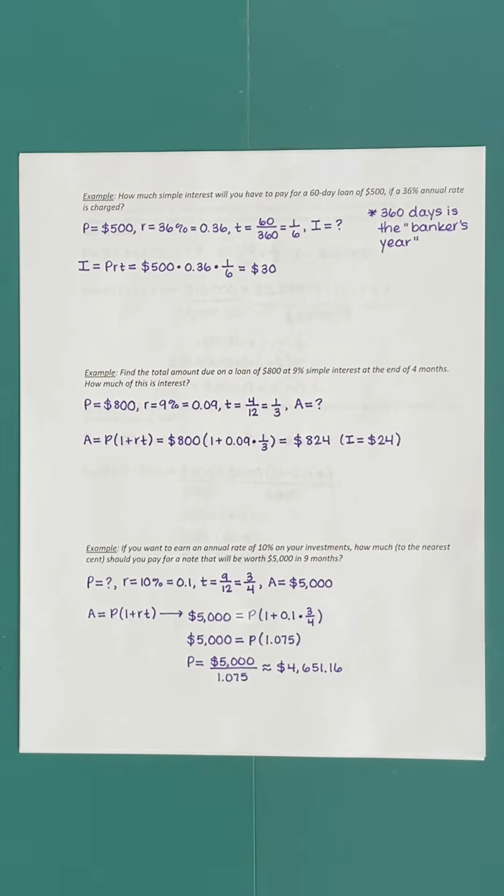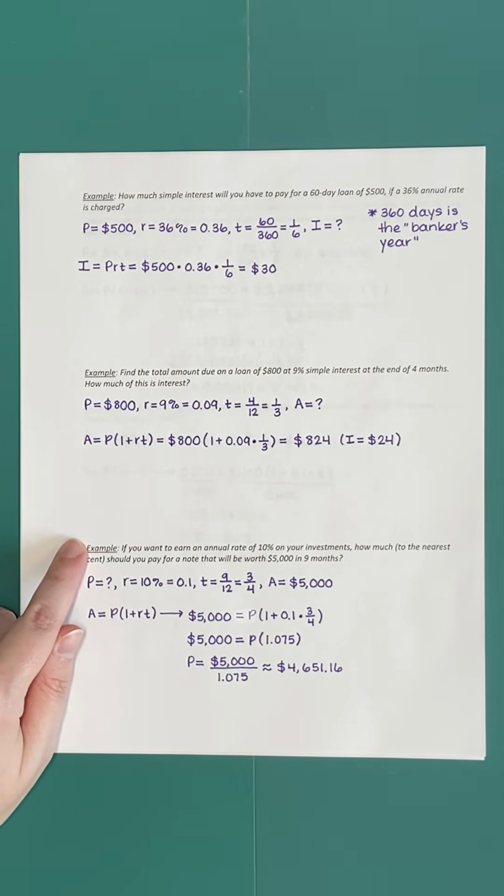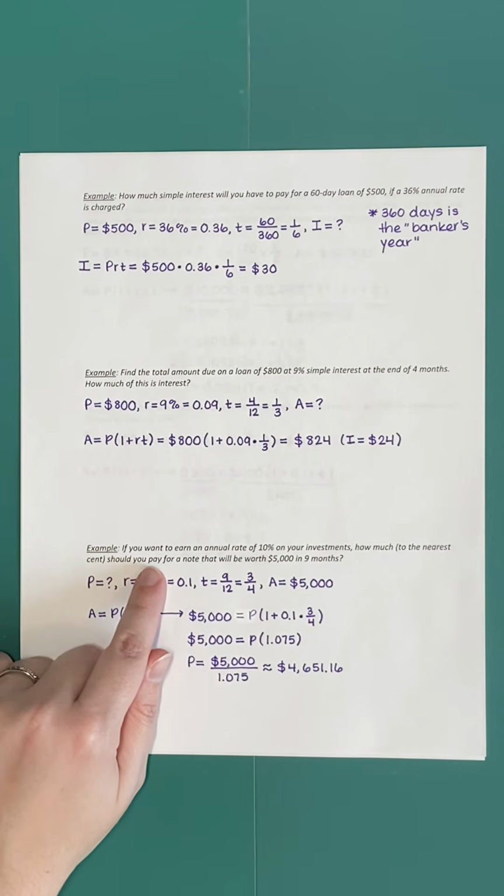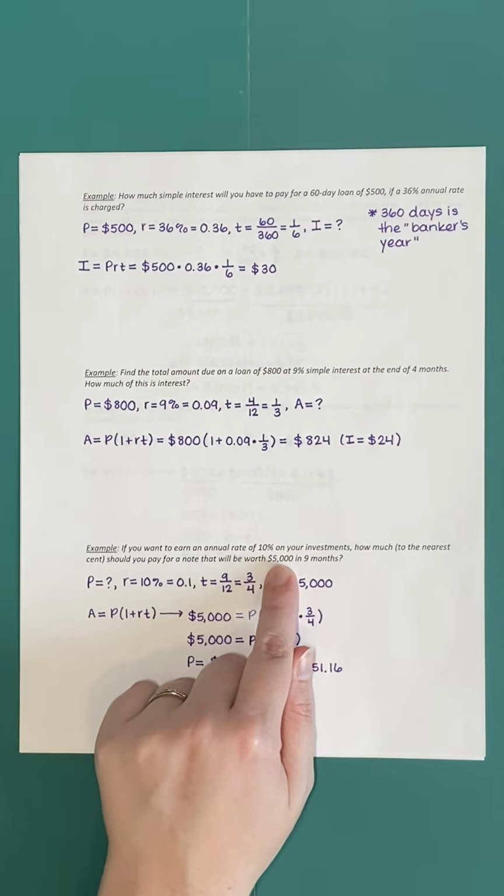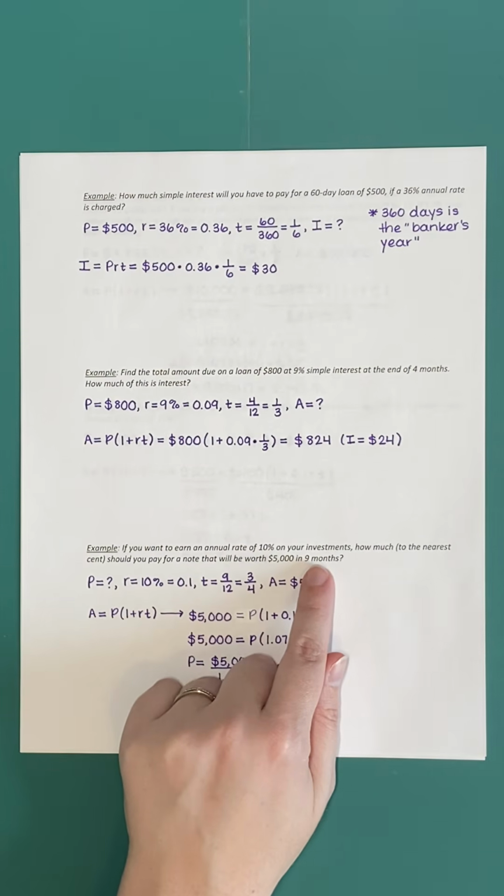Okay, let's look at another one. Now I want to talk about how we would solve for other variables. Both of these formulas have a total of 4 variables. We can solve for any of those variables, and the variable we want to solve for is going to be determined by how the problem is worded. So suppose we want to earn an annual rate of 10% on our investments. What we want to know is how much to the nearest cent should we pay for a note that will be worth $5,000 in 9 months.